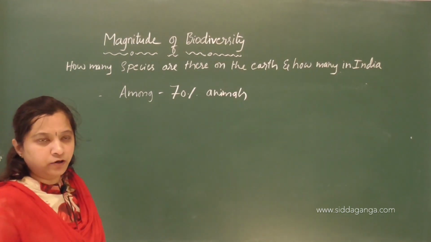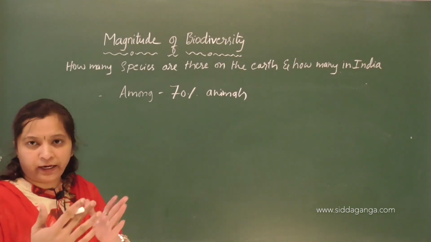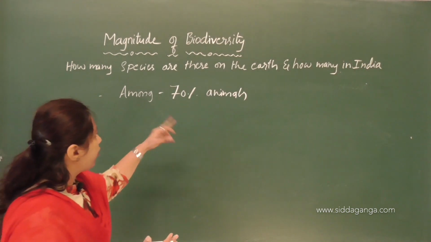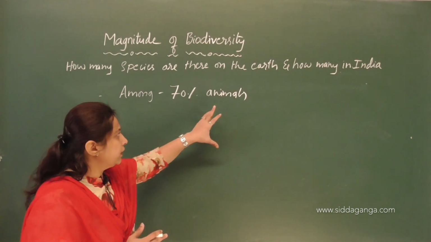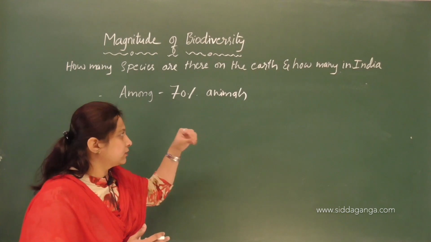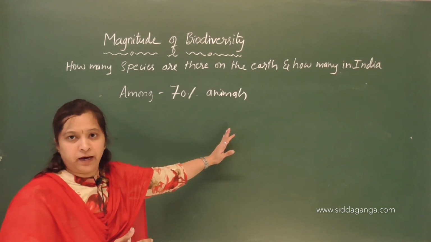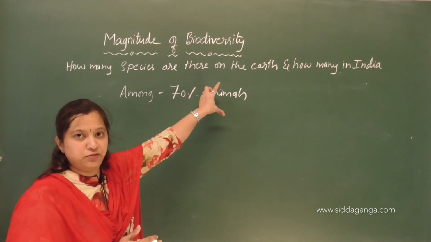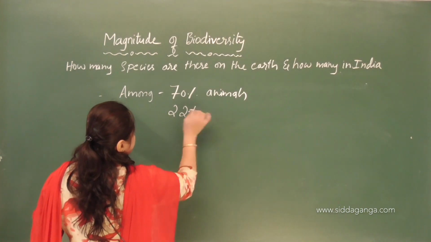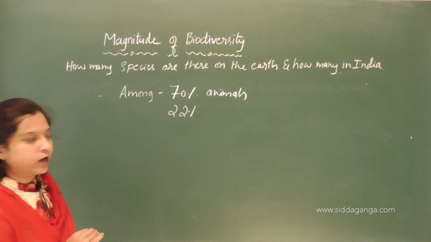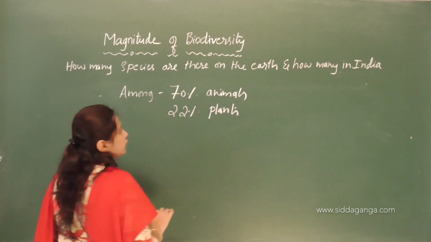70% are animals. So of the total plant and animal species that have been recorded globally, 70% of the species are animals. That means the number of animal species is more when compared to the plants. So animal diversification is more here, and the plant species constitute about 22%.